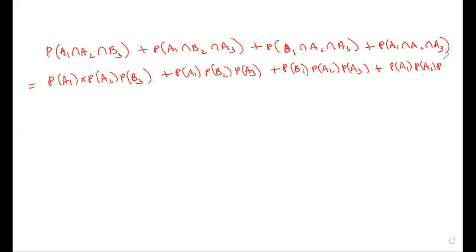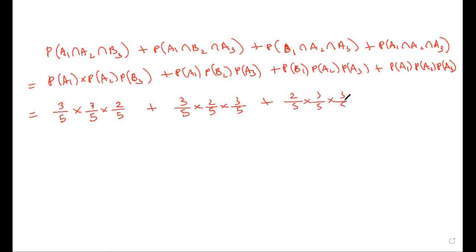Now, what is the chance of A winning the game? 3 by 5. So again, the second chance also 3 by 5. Here it will be 2 by 5, B winning is 2 by 5. Again 3 by 5, 2 by 5 into 3 by 5. This is 2 by 5 into 3 by 5 into 3 by 5. And lastly, everything is 3 by 5.